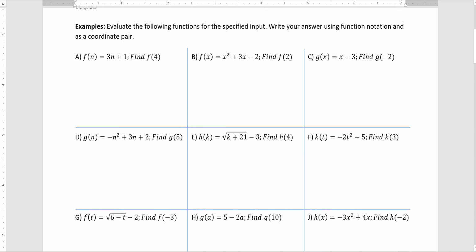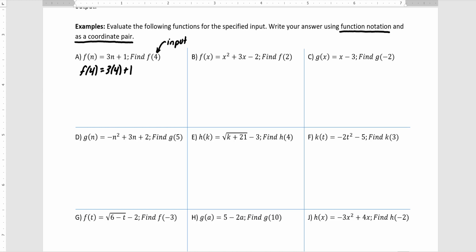So looking at letter A here, it tells us to evaluate the following functions for the specified input. Write your answer using function notation. So we're going to do that, and then we'll also write it as a coordinate pair. So looking at letter A, we have f of n equals 3n plus 1. Find f of 4. So what that means is 4 is going to be our input into this function f. Now it tells us f of n is 3n plus 1, so that means that f of 4 is 3 times 4 plus 1. Does that make sense?